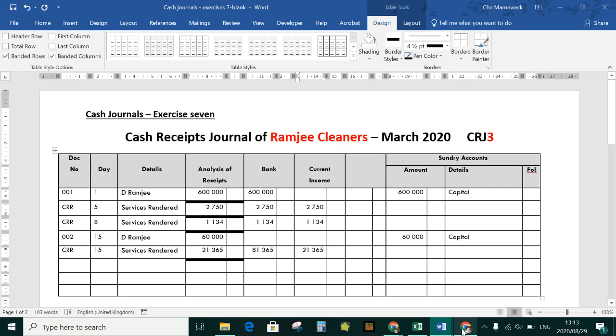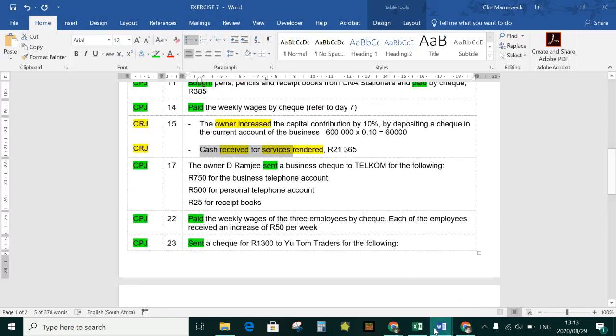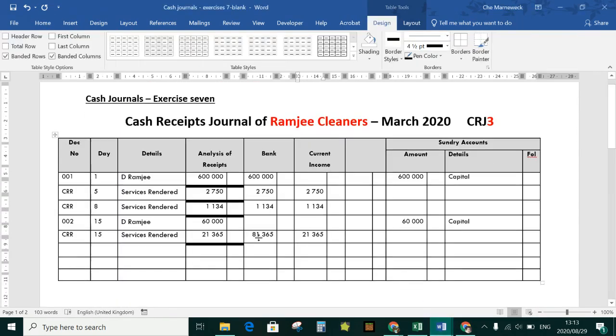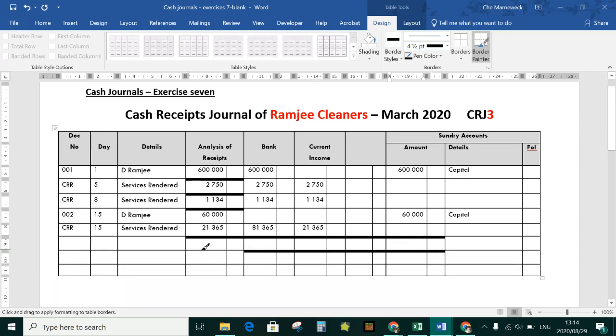Have a look. Do we receive any more money this month? No, we don't. So we finished with the cash receipts journal. All we have left to do is total bank, current income, and sundry. So you get out your ruler very carefully. We're going to total from bank to sundry, above the column, the row, and below. We make sure that we do not underline analysis of receipts over here. We only underline analysis of receipts at the end of each day. We do not total that column. That column's value is going to be equal to our bank account.